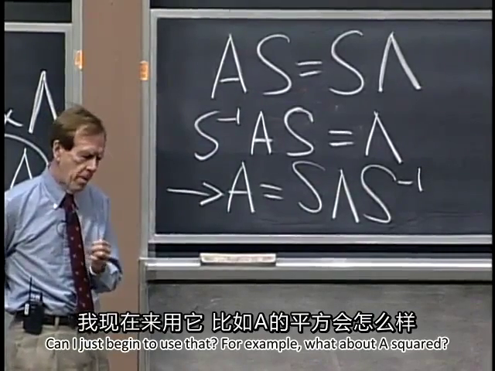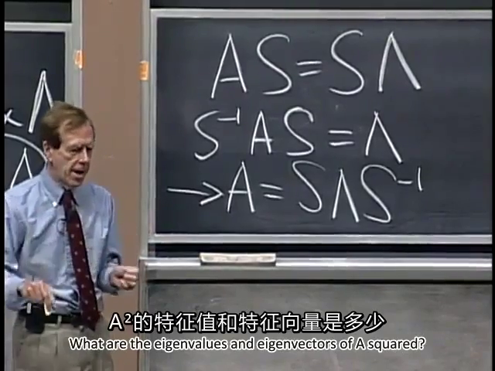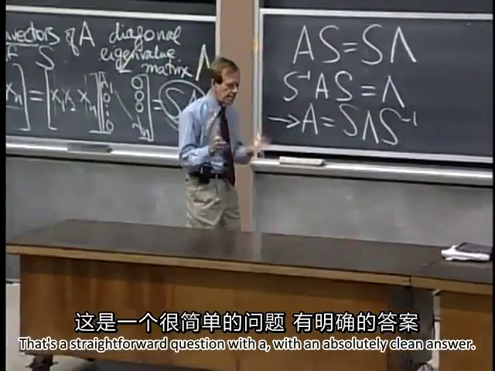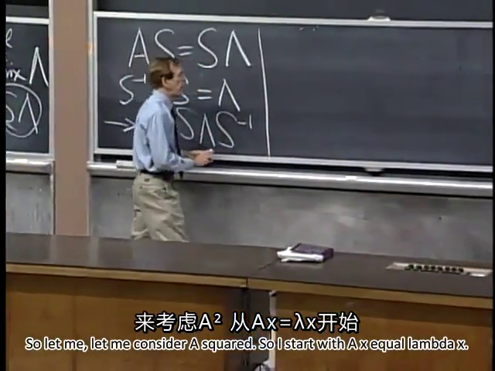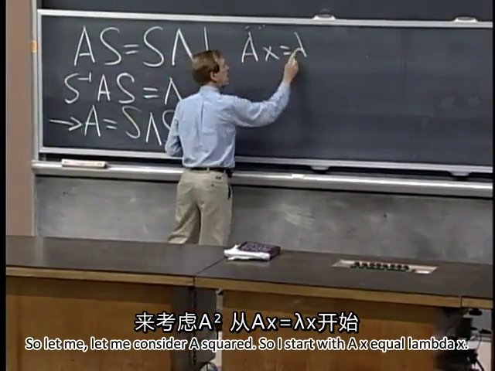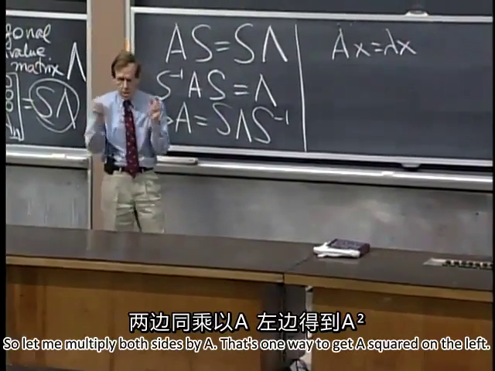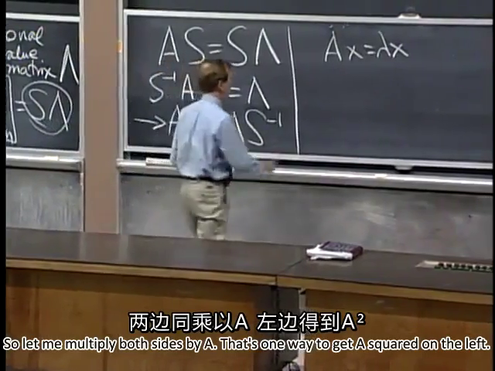For example, what about A squared? What are the eigenvalues and eigenvectors of A squared? That's a straightforward question with an absolutely clean answer. So let me consider A squared. So I start with Ax equals lambda x. And I'm headed for A squared. So let me multiply both sides by A. That's one way to get A squared on the left.